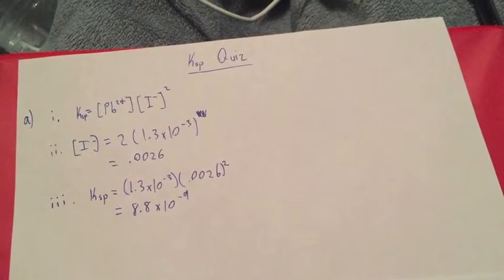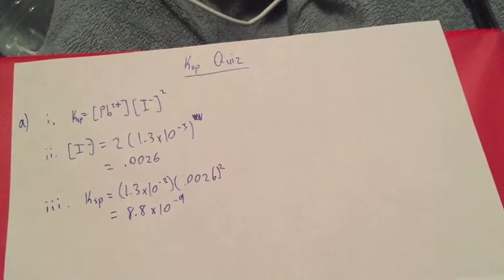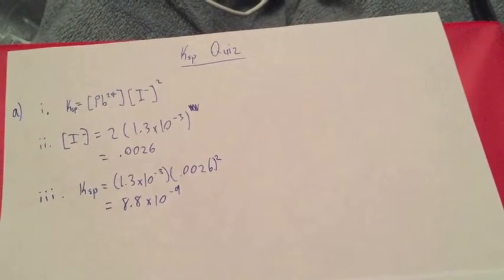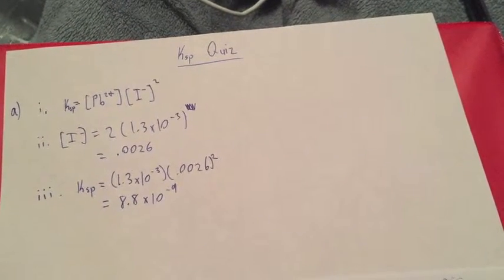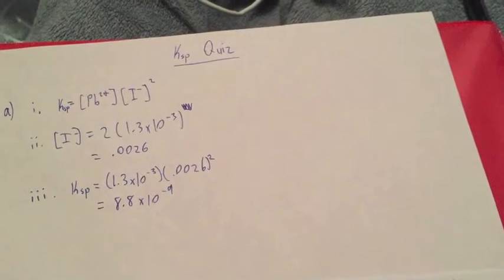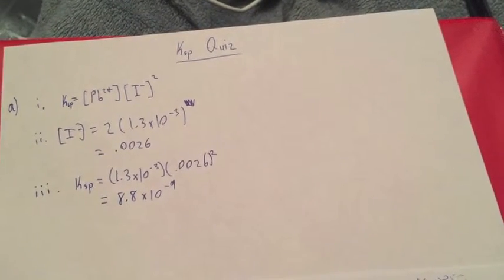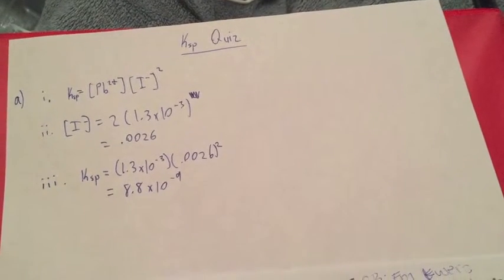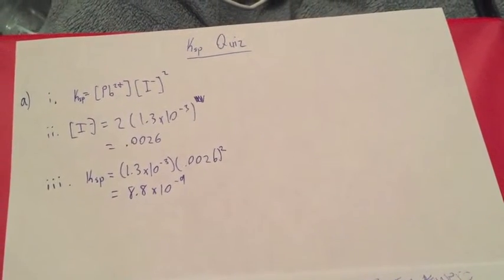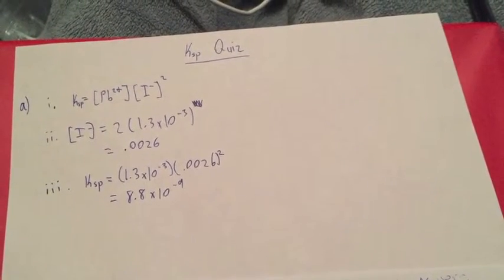And so now we have to find the value of the equilibrium constant. Using the expression and the I- and Pb2+ values, we get 8.8 times 10 to the negative 9. The I- value is squared, once again due to the 2 coefficient from the original expression.